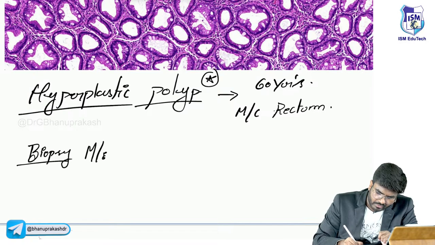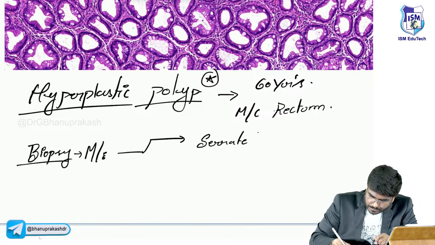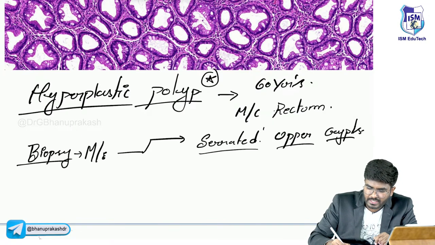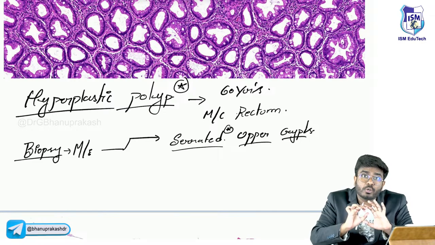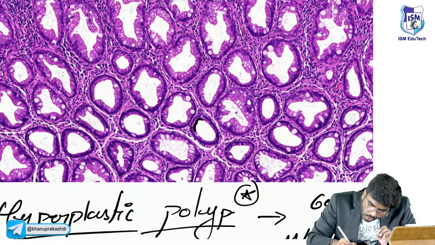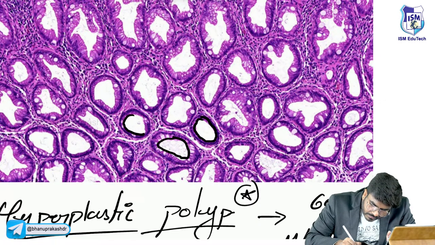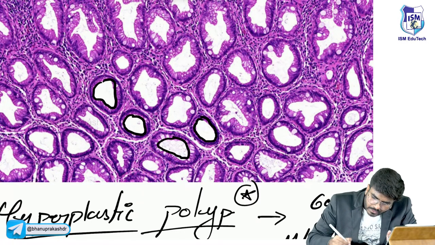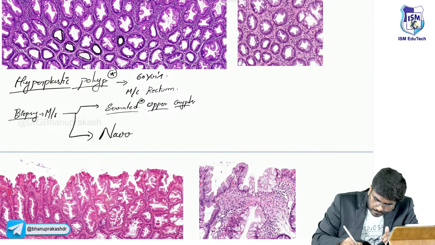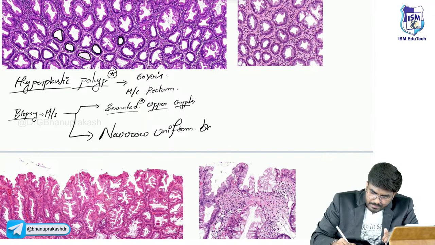On microscopic examination, after you have done the biopsy, there are going to be serrated upper crypts. Upper serrations mean a branching appearance. Serrated upper crypts are going to be seen. But if you look at the base, the crypts are going to be narrow and uniform. See, they are more narrow and almost uniform, sir. There are no serrations. So, narrow, uniform basal crypts.